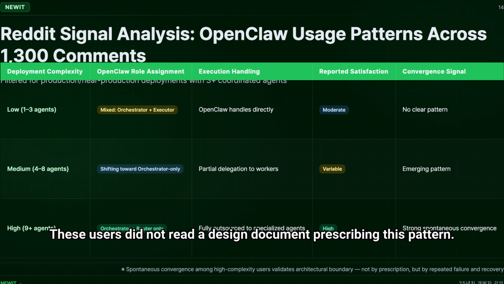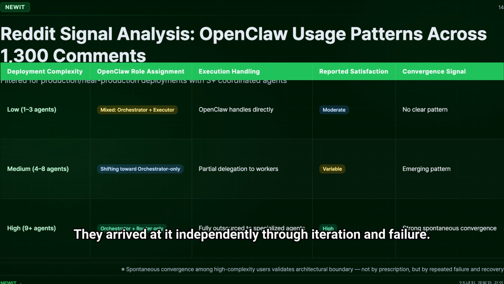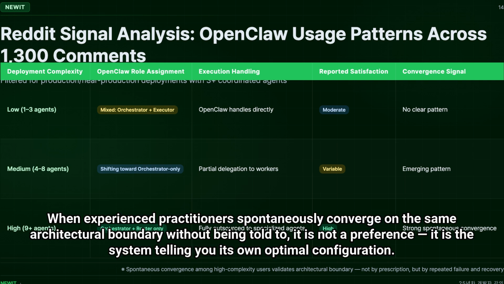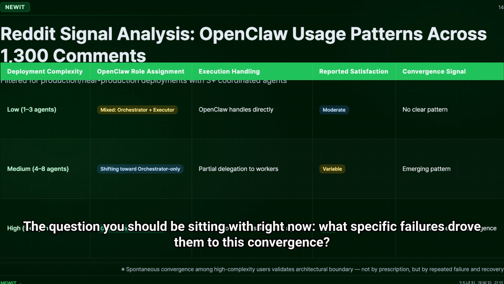This convergence was not coordinated. These users did not read a design document prescribing this pattern. They arrived at it independently through iteration and failure. That is the most powerful signal in the entire corpus. When experienced practitioners spontaneously converge on the same architectural boundary without being told to, it is not a preference. It is the system telling you its own optimal configuration. The question you should be sitting with right now: what specific failures drove them to this convergence?